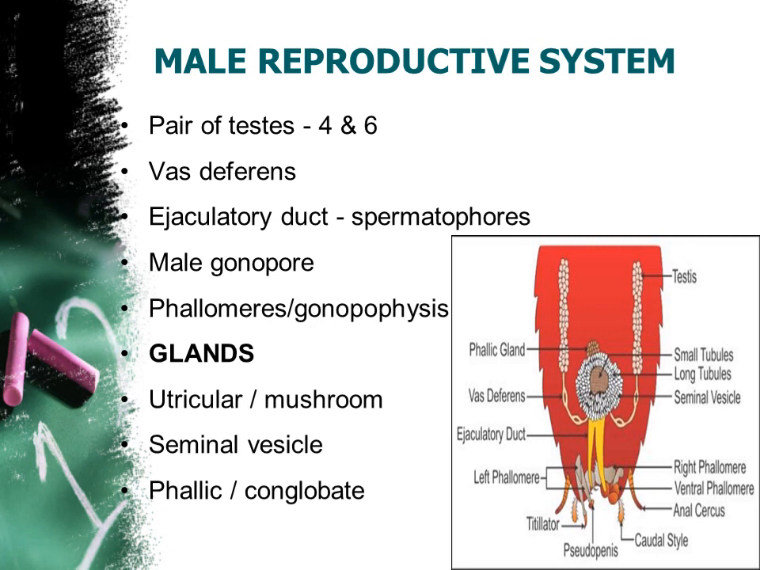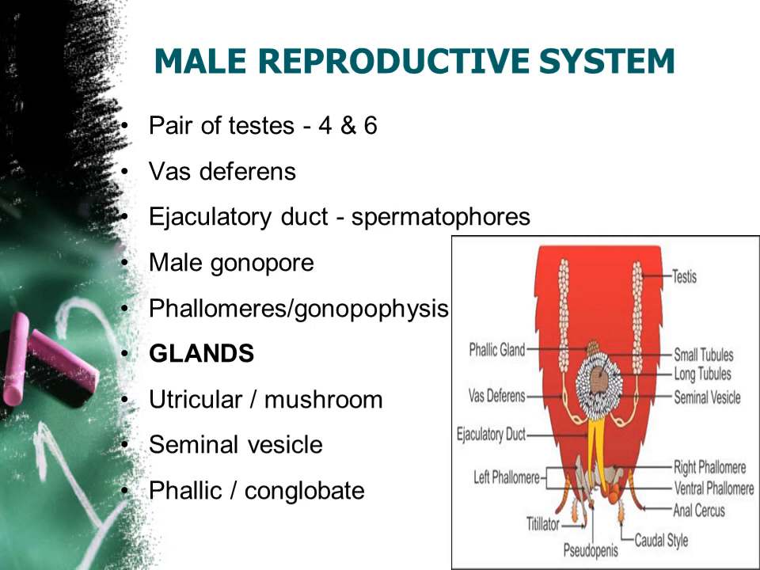And of course, a few glands are also involved in this reproductive process. Especially there are three glands located, and the first one is the utricular or mushroom-shaped gland. That is one of the very important or major glands of the male cockroach. Fine. Can you watch the one mushroom shape here in the center? That is known as the utricular or mushroom-shaped gland.